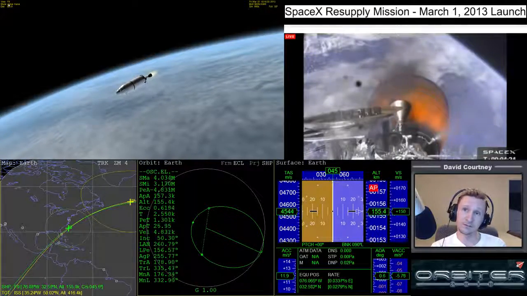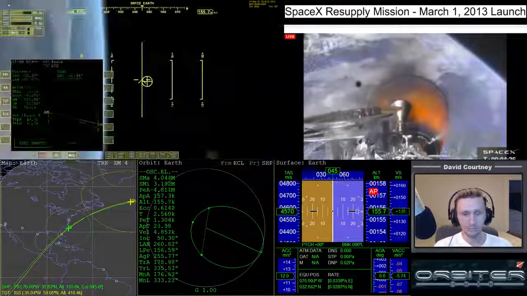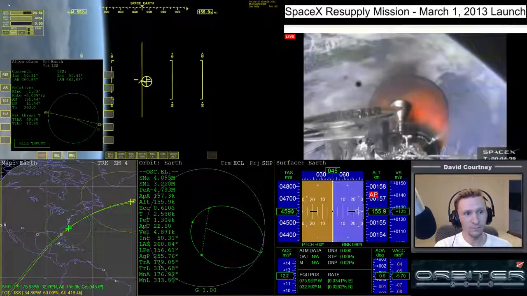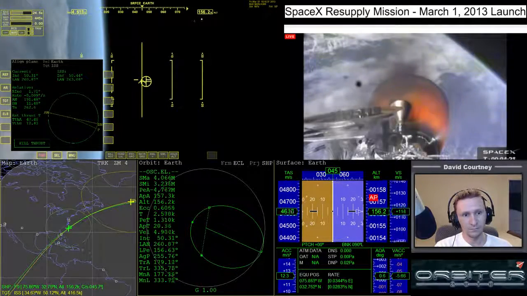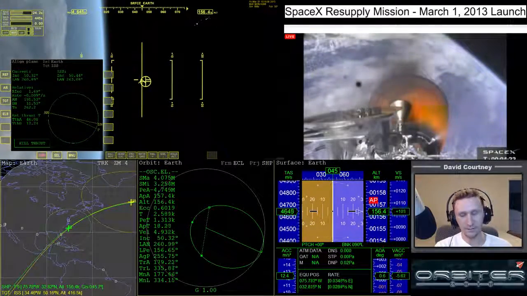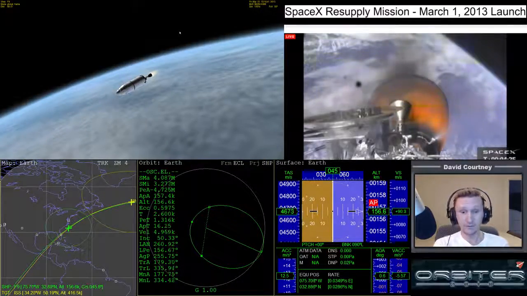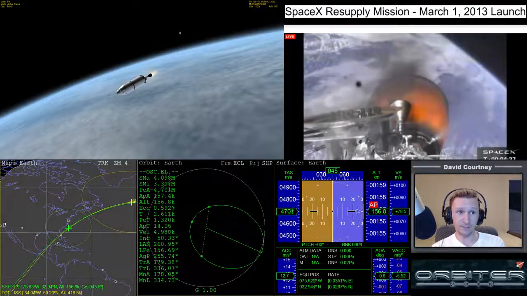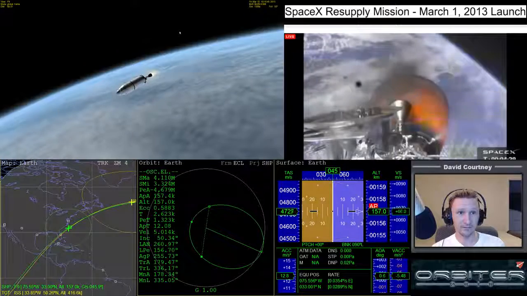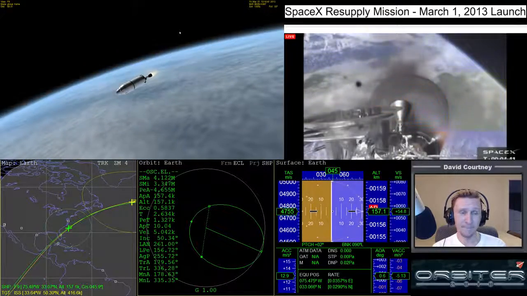Vehicle is 148 kilometers in altitude, velocity of 3.2 kilometers per second, and downrange distance of 346 kilometers. So we're about the same altitude. So the autopilot definitely did a better job on the ascent than I did. Second stage propellant utilization active.